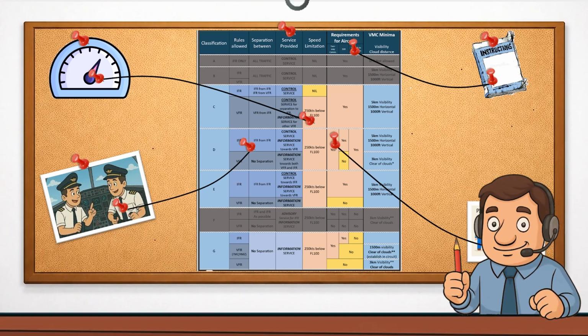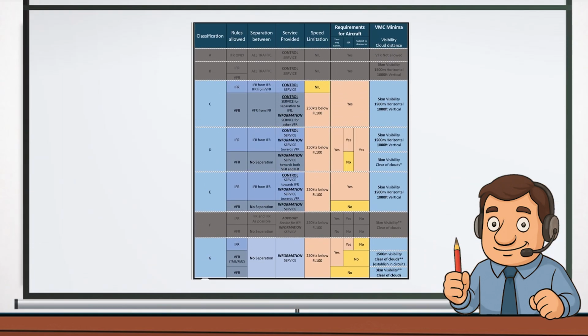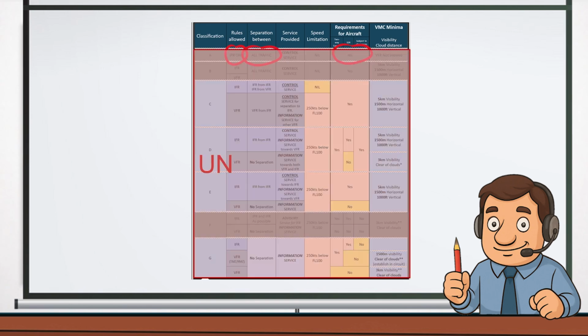Class Alpha and Bravo are quite restrictive in terms of the above. For example, Class Alpha only allows IFR flights. All traffic is separated, and maximum requirement of equipment means that you will have complete control. And remember that these conditions of airspace classes, no matter which one you are in, are unchangeable. You are not allowed to deviate from any of these restrictions posed by an airspace class.